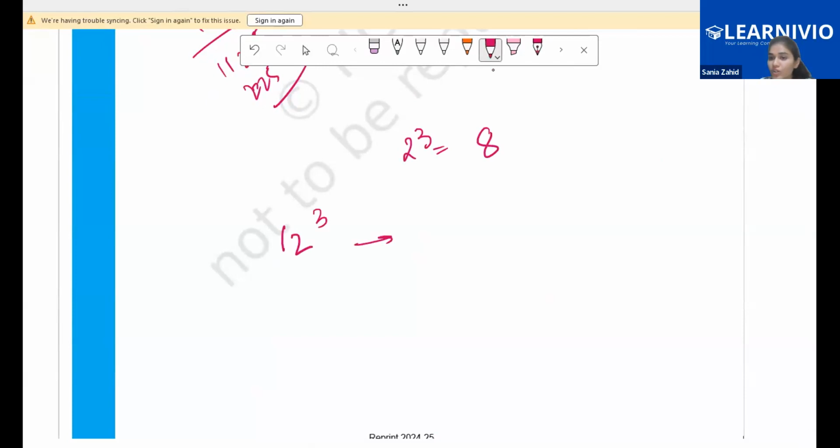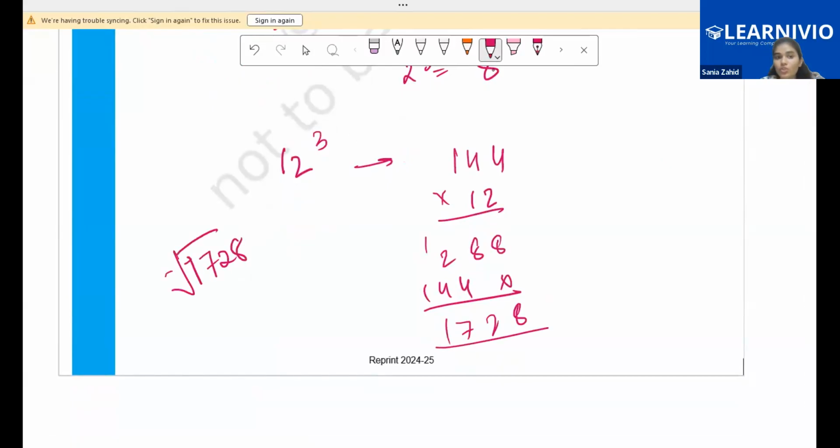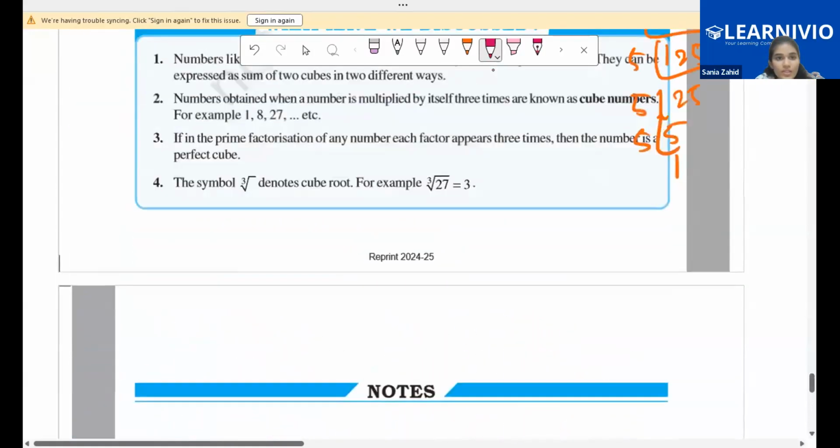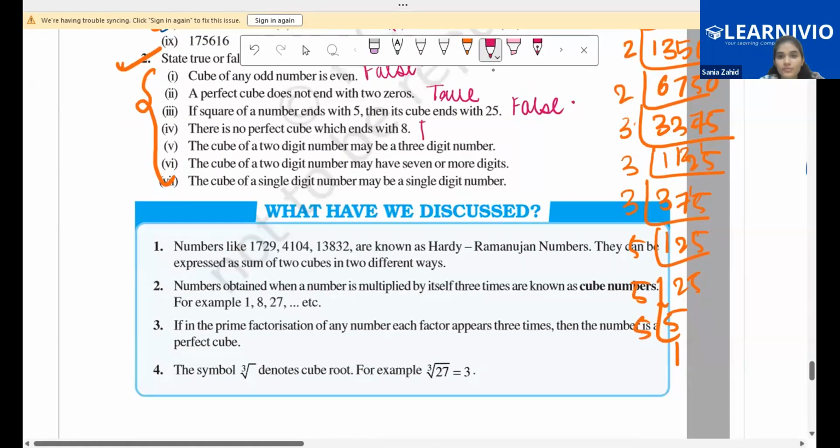So what is 12 square first of all? 144. Good. So 144 into 12 you can do. Is it ending in 8? Yes. So 1728. That means 1728 is a perfect cube of 12 and it's ending in 8. So what was the question? There is no perfect cube which ends with 8. False. Okay, there is a cube.